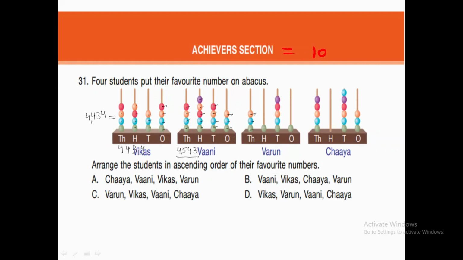Now let's move to Varun. It is 1, 2, 3 at the thousands place. Then 1 at the hundreds place. Then 1, 2, 3, 4, 5 at the tens place. And 1 at the ones place.